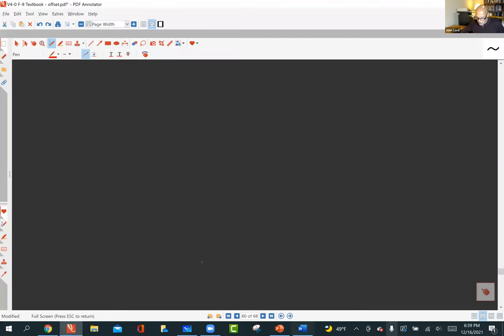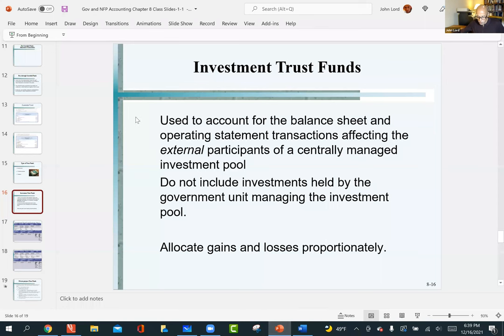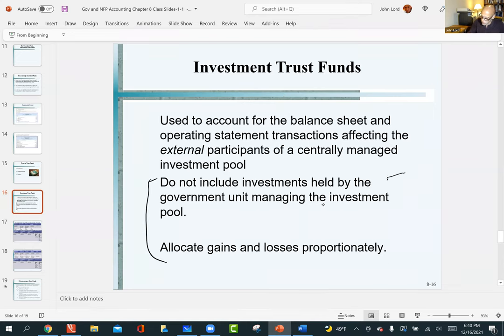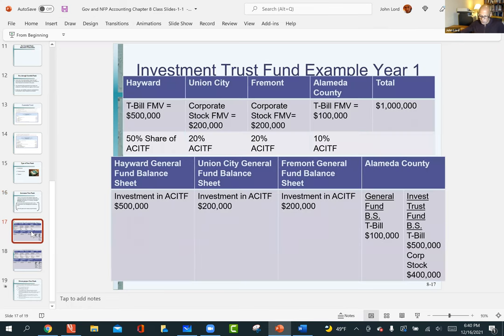And so I'm going to exit this and I'm going to point you to a couple of the slides that I have posted up there. Okay. And notice that it's used to account for the balance sheet and operating statement transactions affecting external participants of a centrally managed investment pool. And I'm going to have you flashcard this in the book, but this is the big deal. Do not include investments held by the government unit managing the investment pool and allocate gains and losses proportionally. So these really are the two big takeaways about the investment trust fund. And to be honest with you, you could probably just look at these couple slides here to get everything you need about the investment trust fund for the exam.